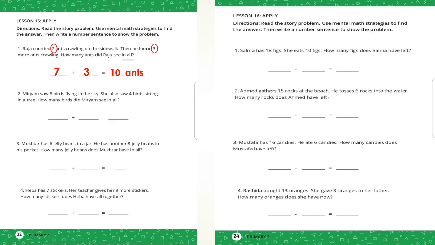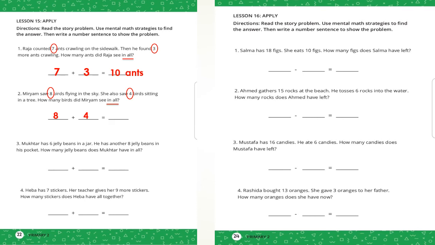Question number 2. Miriam saw 8 birds flying in the sky. She also saw 4 birds sitting in a tree. How many birds did Miriam see in all? Circle the numbers 8 and 4 and underline the keyword all. All is an addition keyword. So we will write 8 plus 4. 8 plus 4 equals what?